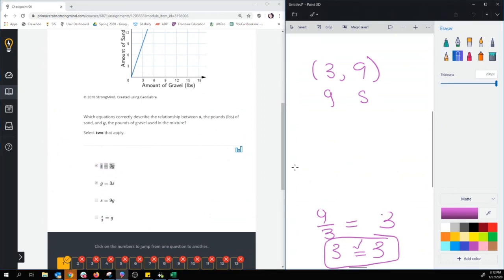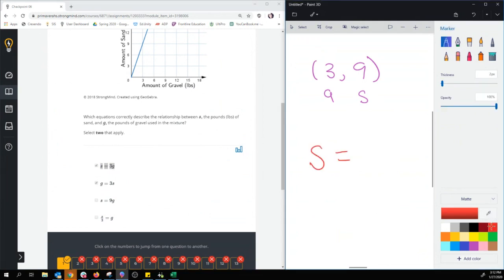So make sure that when you're selecting these, you're double checking to make sure it's S equals 3G. Make sure that your variables are on the right side. Then the other one is going to be S over 3 equals G. And let me know when you're okay to move on to the next one. All right.